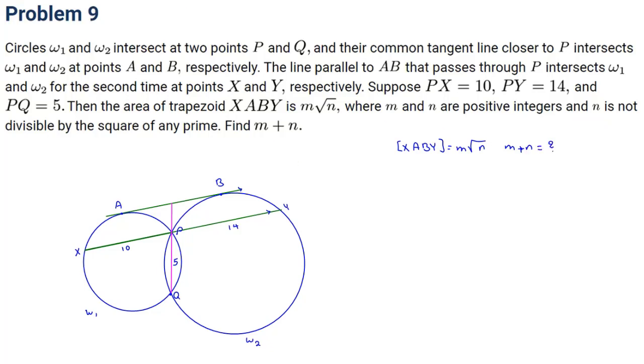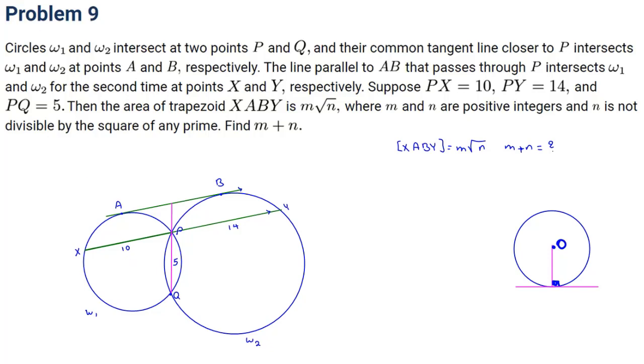Okay, let's calculate. At first, I should tell you something. If you have a circle and you have a tangent to the circle, if we connect O to the tangent point, the angle is 90.